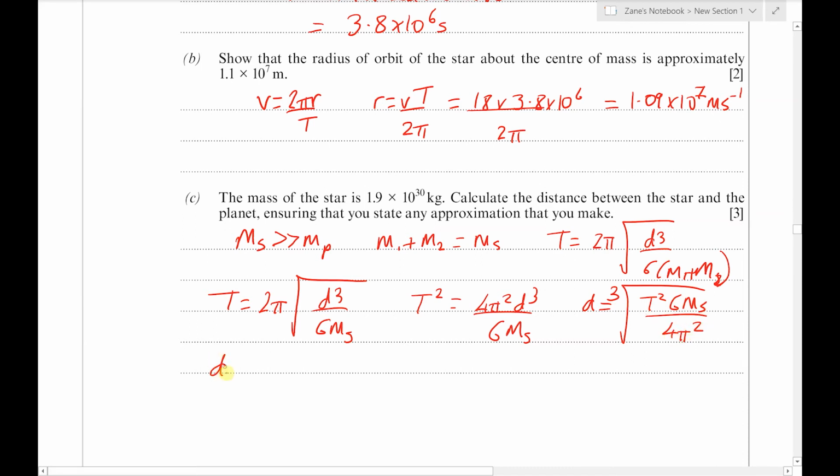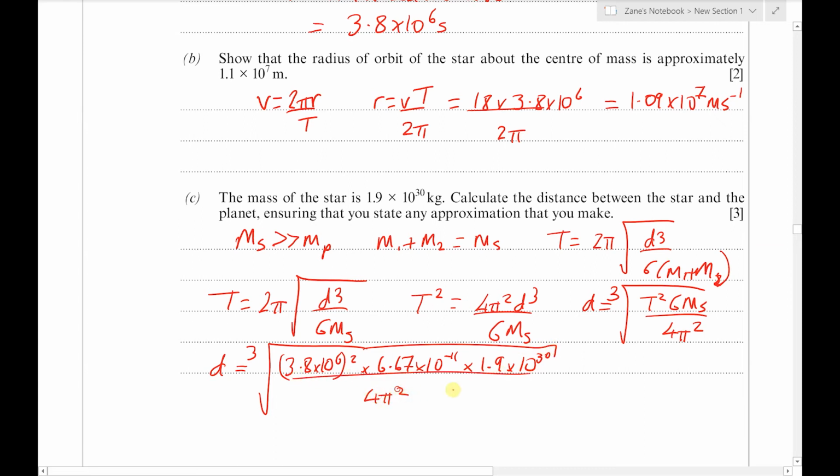So let's put in the figures. T was 3.8 times 10 to the 6 seconds. G is 6.67 times 10 to the minus 11. Mass of the star 1.9 times 10 to the 30 kilograms. All over 4 pi squared, and that will give us an answer of 3.6 times 10 to the 10 metres.